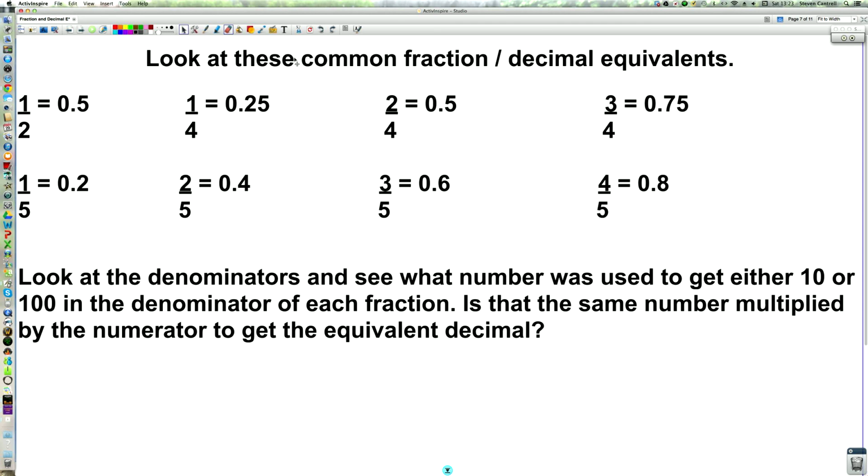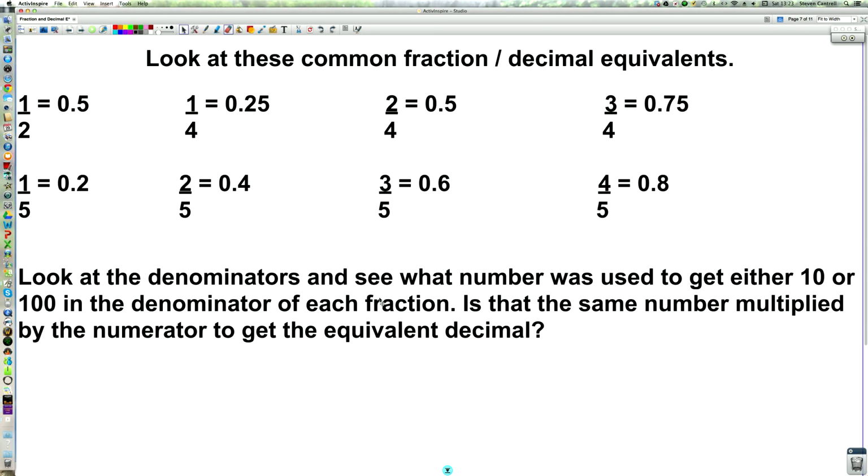All right. So these are common fraction decimal equivalents. Notice this one and this one are exactly the same. 1/2 and 2/4 are the same thing. They equal the same. This has been multiplied by 2. 2 times 1 is 2, 2 times 2 is 4. They both equal 0.5. 1/5: notice that it's equal to 0.2.